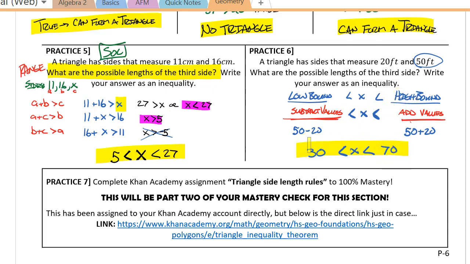Notice again, we have our range of values. Again, this is an SOL question. We'll continue practicing this throughout the year, but there we go.